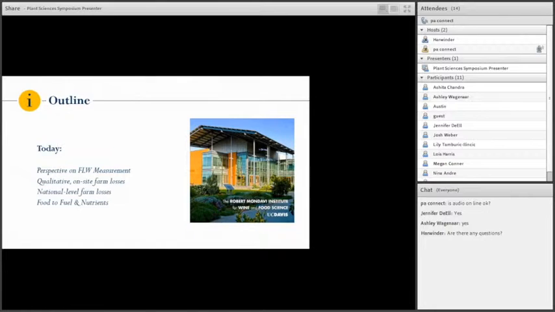This is where I work. It's the Robert Mondavi Institute of Wine and Food Science at UC Davis. You guys are all welcome to visit if you'd like to come sometime. We enjoy having visitors.